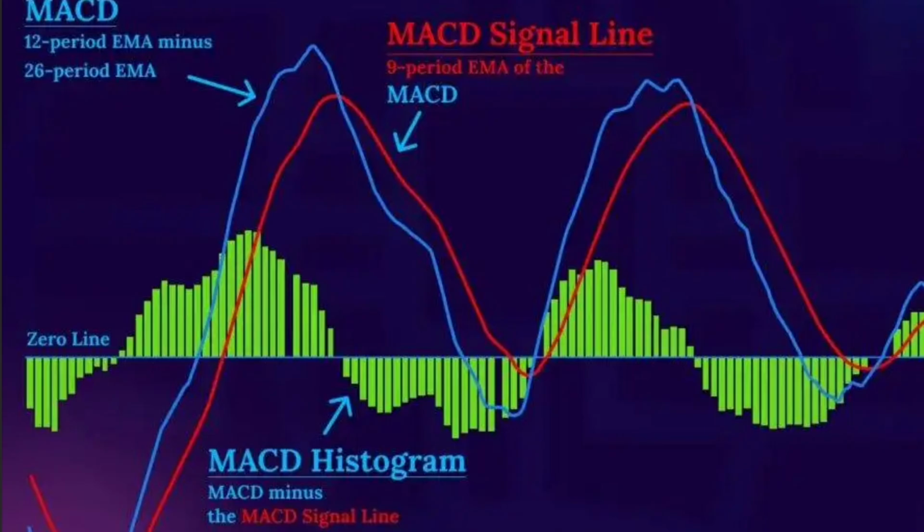MACD line. The MACD line is calculated by subtracting the longer-term exponential moving average, EMA, from the shorter-term EMA. It represents the difference between the two exponential moving averages and is used to identify potential trend changes.